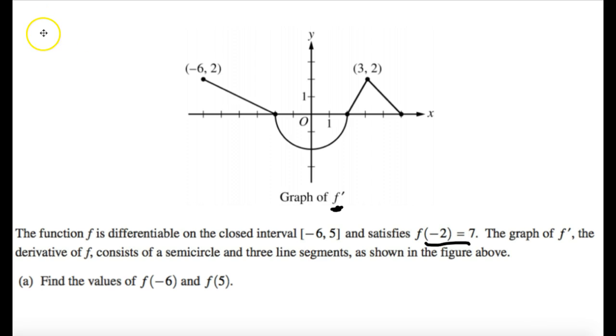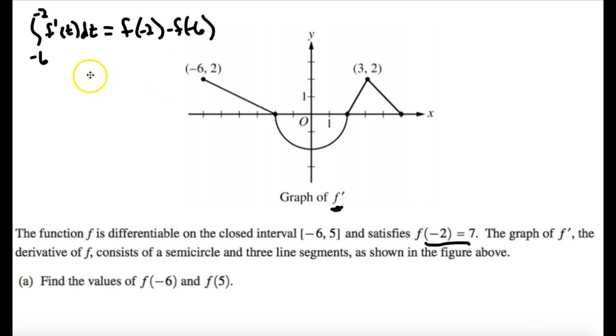First, if I want to evaluate f of -6, I'm going to use -2 and -6 as my x values. So I can say the integral from -6 to -2 of f prime of t dt, or x dx, doesn't really matter, is equal to f of -2 minus f of -6. So I know f of -2 is 7, and then I can evaluate this integral from my graph.